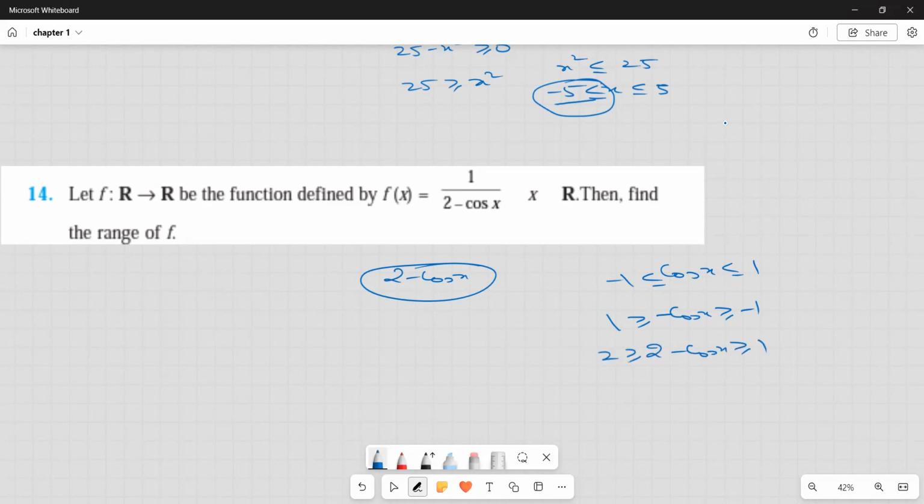Now I have to take the reciprocal. Now we know that 2 is less than 3, but 1 by 2 is greater than 1 by 3, right? So if I take the reciprocal, again the inequality will change. So this will be 1 by 3 less than or equal to 1 by (2 minus cos x) less than or equal to 1 by 1, which will remain 1. So its range is 1 by 3 to 1. Clear? Now these are the exemplar questions which I have taken.